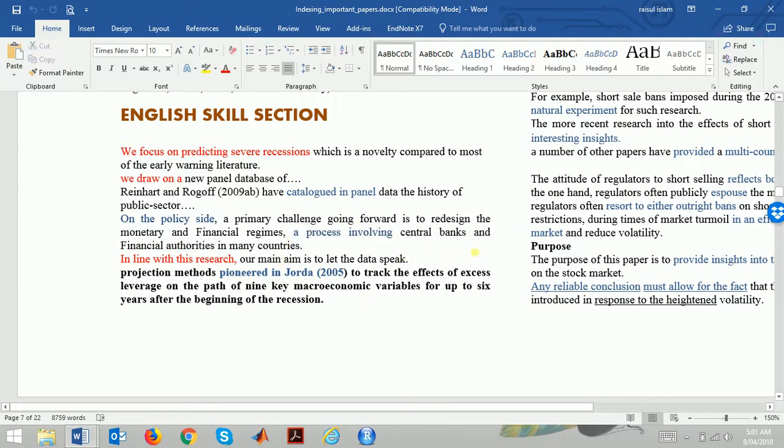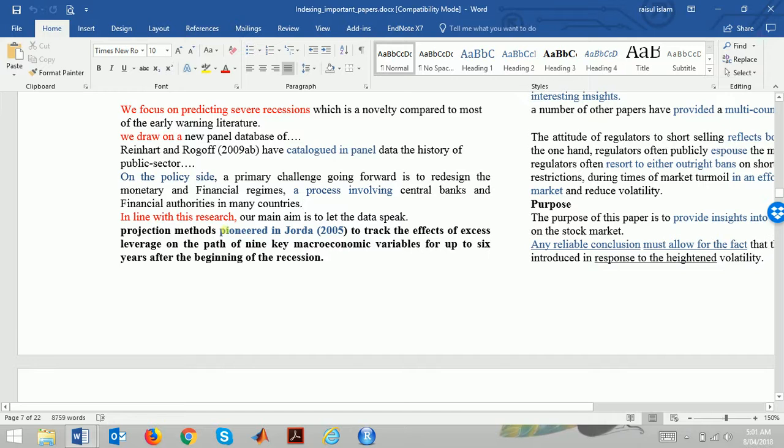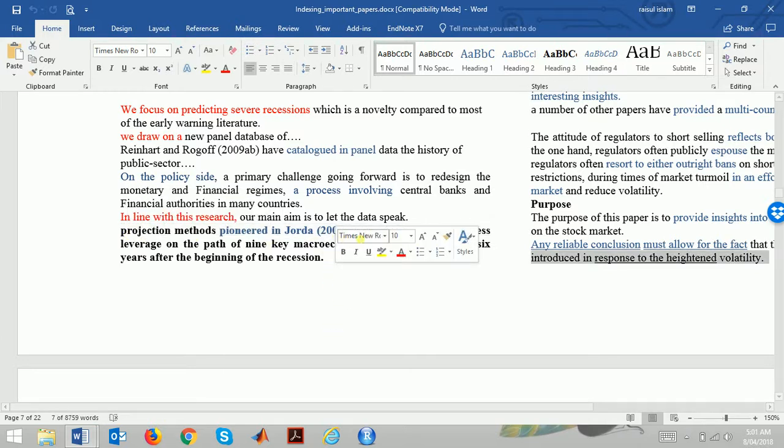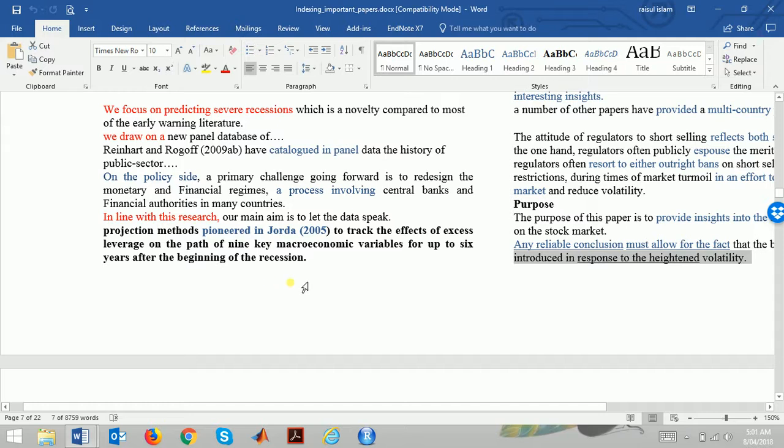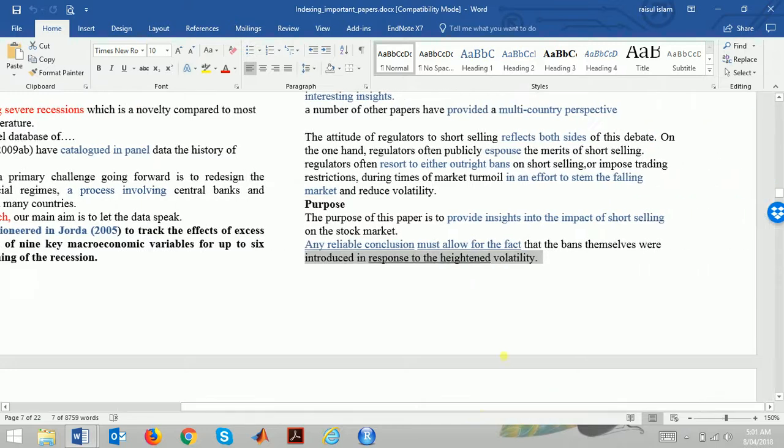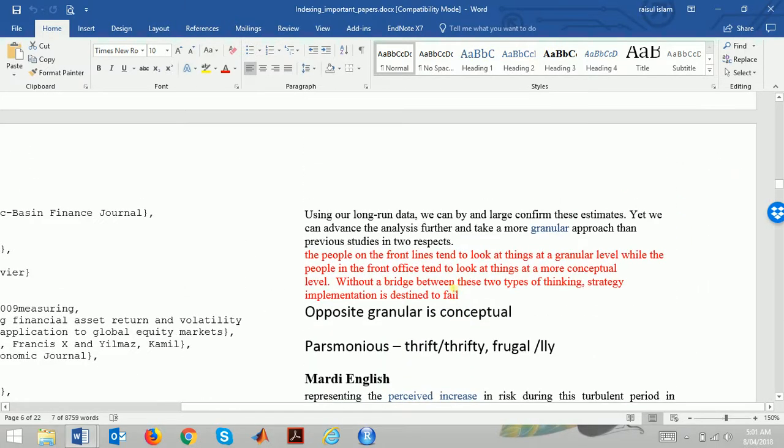In line with this, we use local projection methods pioneered in Georgia to track the effects of excess leverage on the path of nine key macroeconomic variables for up to six years after the beginning of the recession. We can by and large confirm these estimates, yet we can advance the analysis further and take a more granular approach than previous studies.